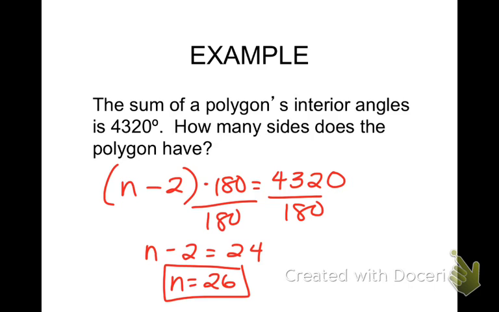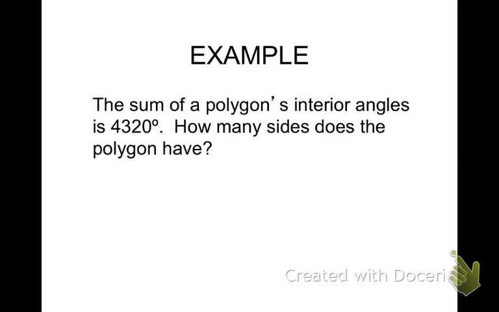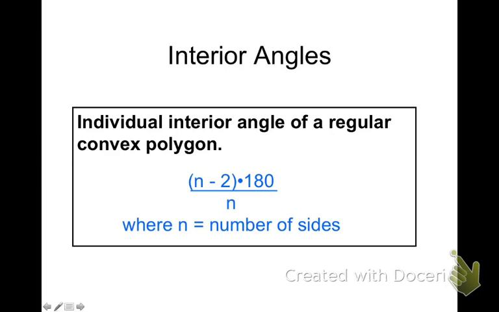Divide by 26, right? So if I was looking for just an individual interior angle, and this only works for regular convex polygons, meaning all the angles are going to be the same, we take our sum formula, which is n minus 2 times 180, but then we just end up dividing by n. Because then that would get me just one of the angle degrees instead of all of them together.